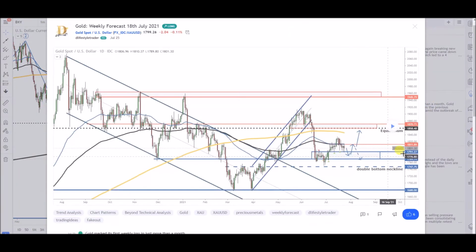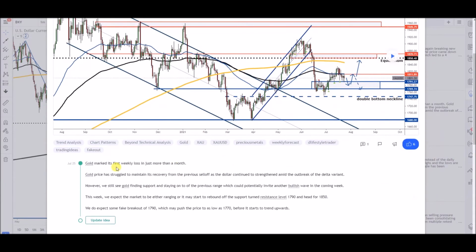Moving on, we have the gold. So gold marked its first weekly loss in just more than a month, and gold price has struggled to maintain its recovery from the previous sell-off as the dollar continued to strengthen amid the outbreaks of the Delta variant. However, we still see the gold finding support and staying on the previous range, which could potentially invite another bullish wave in the coming week.